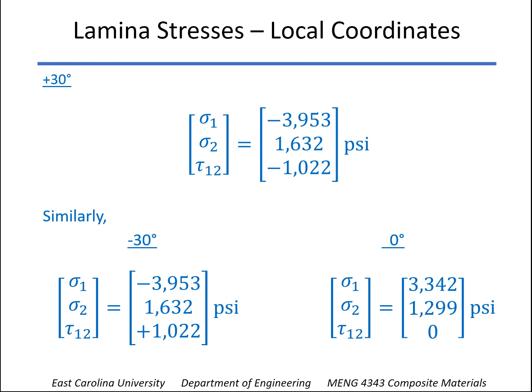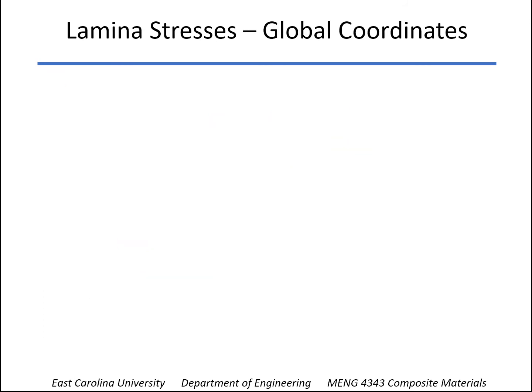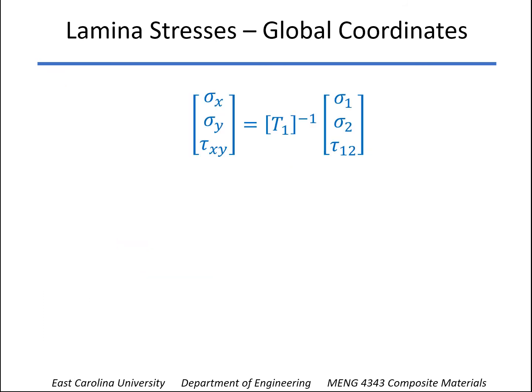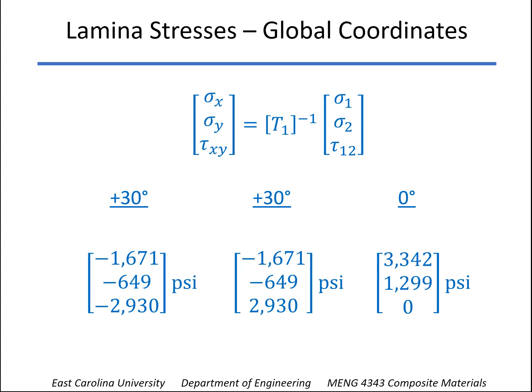If we do the same thing for the negative 30s, then again the only difference would be the sign of the shear stress. And for the 0 degree, we'll see that it's under tension in both the fiber and the transverse directions. Now just as a check, if we transform these into global coordinates with the T1 inverse matrix, here's what we get for the plus 30s, the minus 30s, and of course the zeros. Don't transform at all because it's 0 degree.